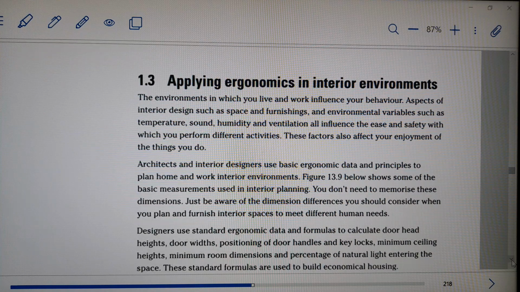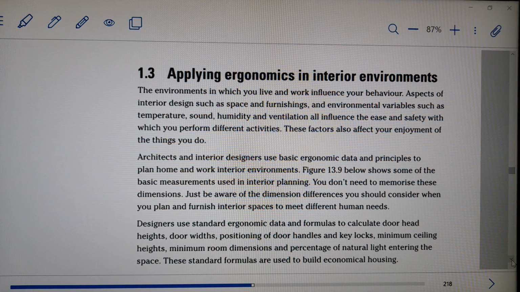Now, how do we apply ergonomics in interior environments? Now it's not to do with the human measurements, now it's interior environments. The environments in which you live and work influence your behavior. Aspects of interior design such as space and furnishings and environmental variables such as temperature, sound, humidity, and ventilation all influence the ease and safety with which you perform different activities. These factors also affect your enjoyment of the things you do.